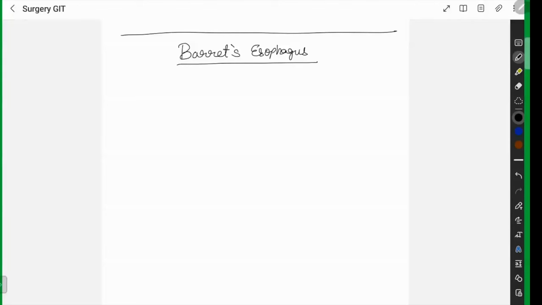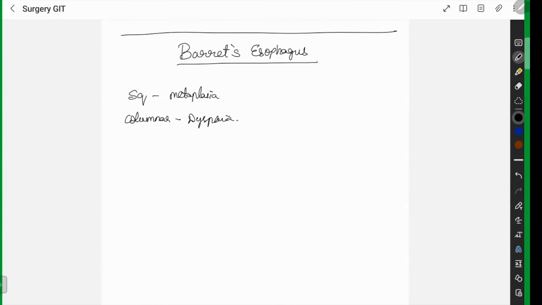Barrett's esophagus. It is a squamous metaplasia to columnar dysplasia. Write it down along with me: squamous metaplasia, and columnar dysplasia. So what happens is, because of this, it forms a Barrett's esophagus.